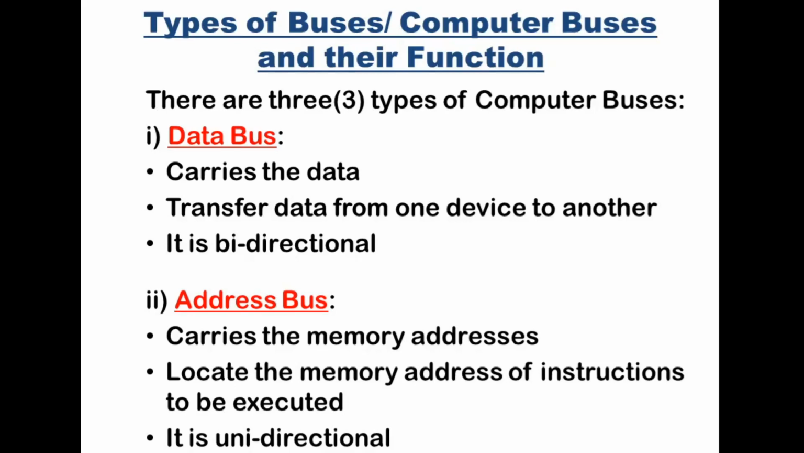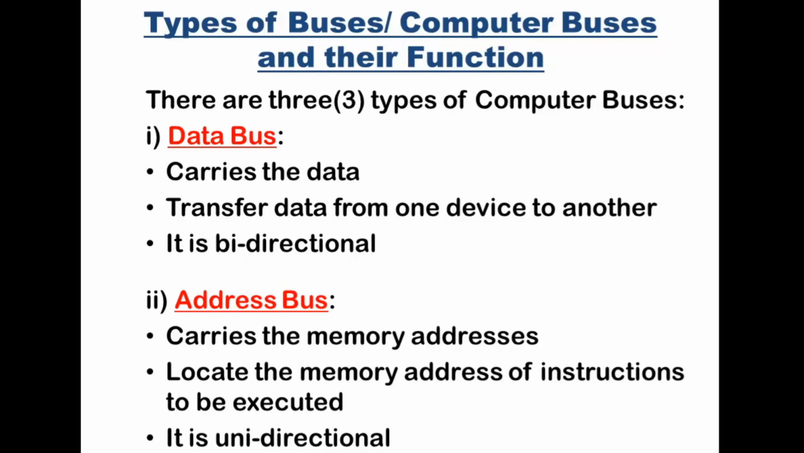The data bus can carry the data from one component to another. It can take the data from any component for the other component. For example, from the memory to the hard disk, from the hard disk to the main memory, from the main memory to the printer, from the hard disk to the printer.